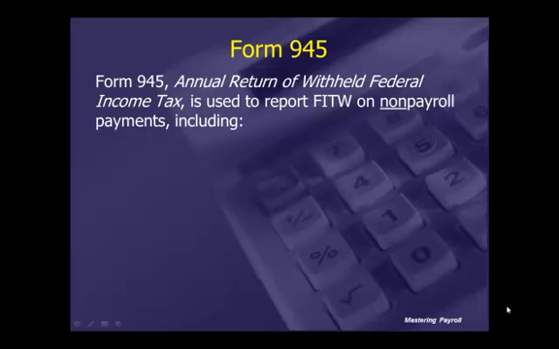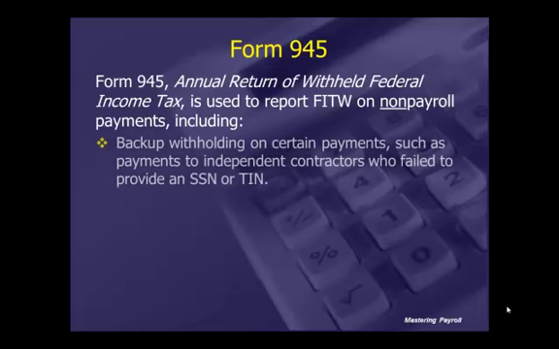All right, let's look at another form. This is Form 945, which is the annual return of withheld federal income tax, and it is used to report federal income tax withholding on non-payroll payments, including backup withholding on certain payments, like the payments to independent contractors who did not provide a Social Security number or taxpayer identification number.